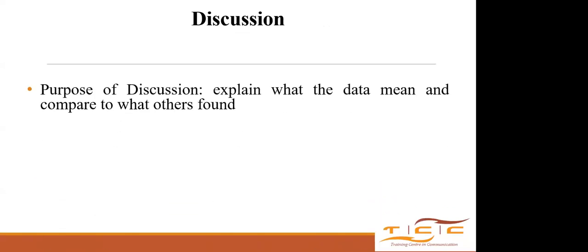The discussion is where you explain what the data mean and compare to what others found. Basically, that is what is there. I really don't need to talk about it so much. It's about, I found that this one was significantly higher than this. Why do I think that is the case? Why is my data appearing the way it is appearing? What does it mean? And what have other people found?